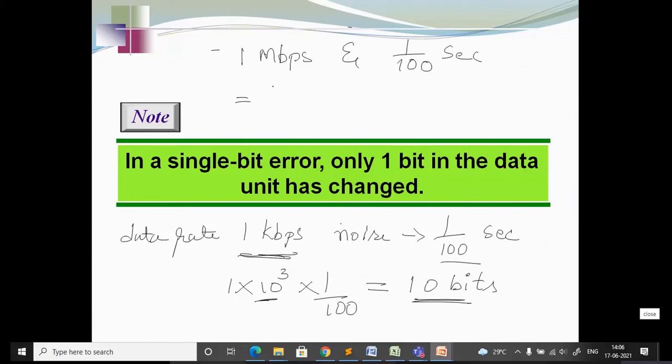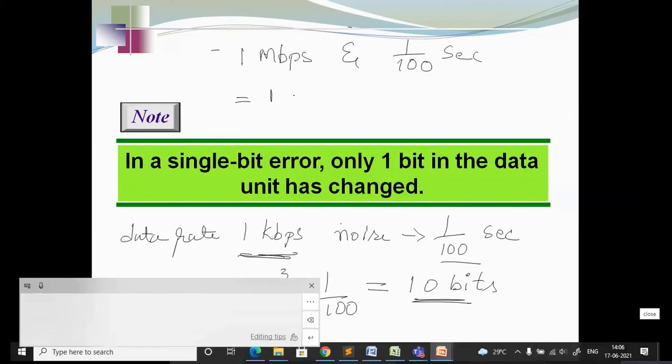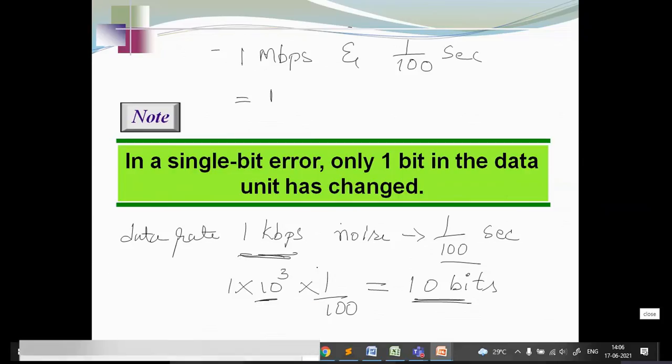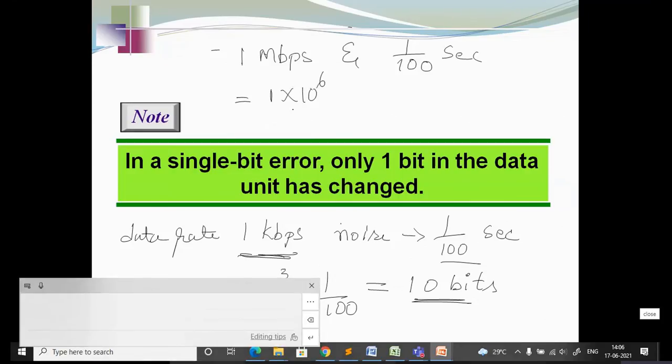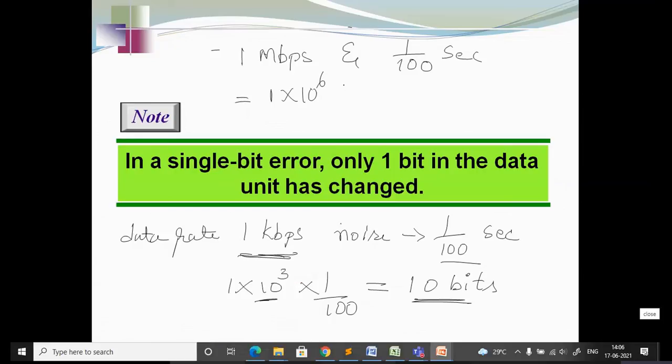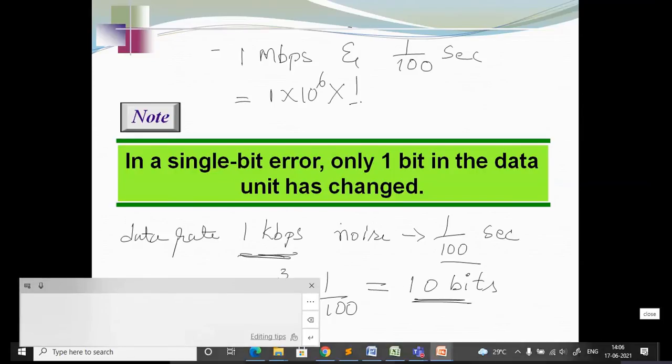Here the data rate is 1 into 10 power 6. Yes, the answer is 10,000 bits. This is the data rate, and the noise rate here is 1 by 100 second. Simplify this and you get 10,000 bits. Simple calculation. It doesn't even require a calculator, in case you are searching for one.